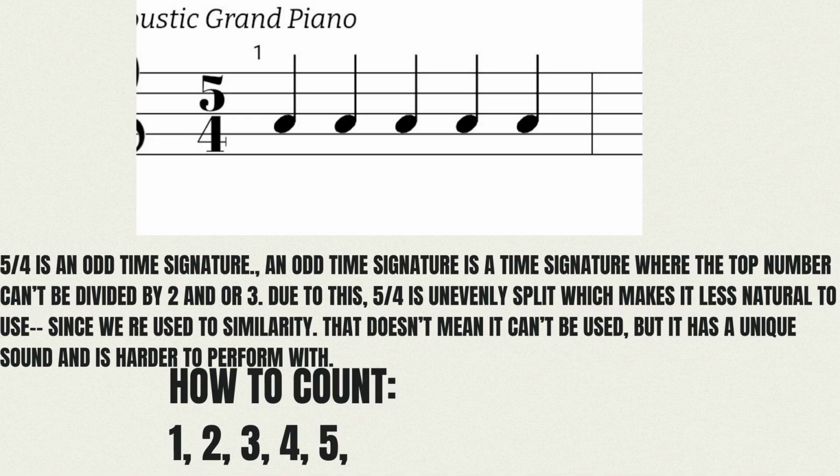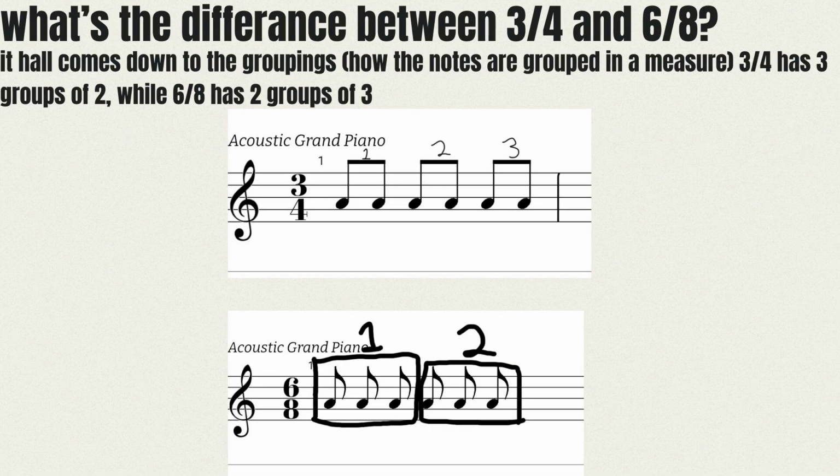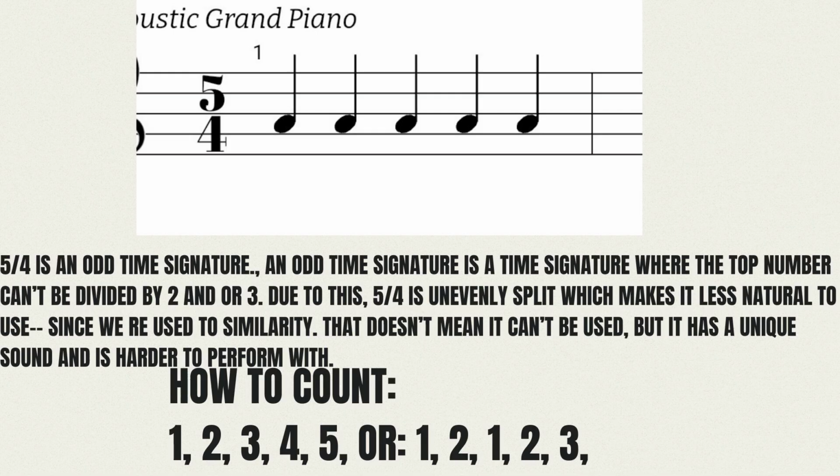I should have explained it a few minutes ago when I was explaining the differences between 6/8 and 3/4, but I forgot. But I'll explain it now. It's called groupings. With groupings, it's basically how the notes are divided up into measures. Like I was saying, 6/8 is 2 groups of 3, and 3/4 is 3 groups of 2. It's how it's grouped up into the measure. Groupings will really help you here. It'll come to your advantage with 5/4.